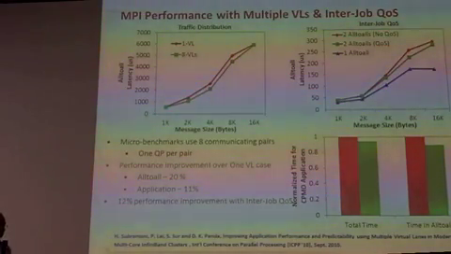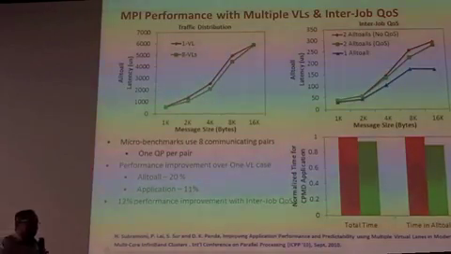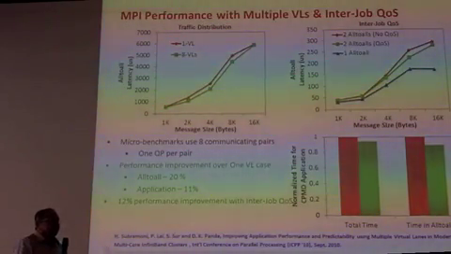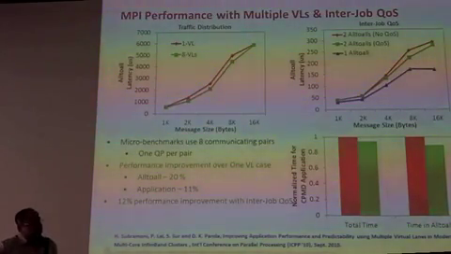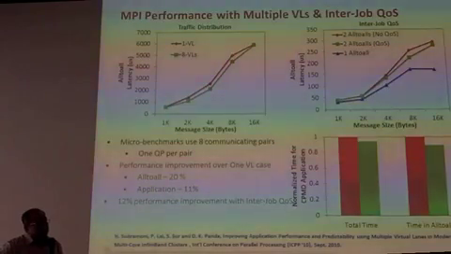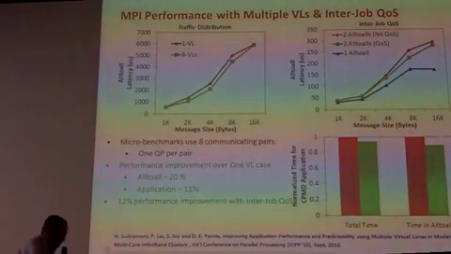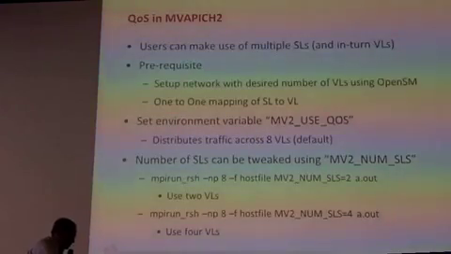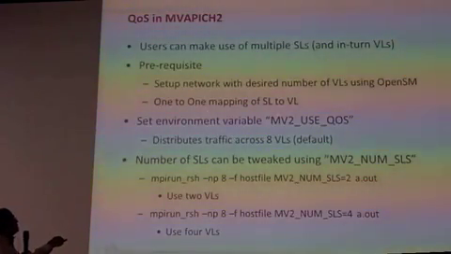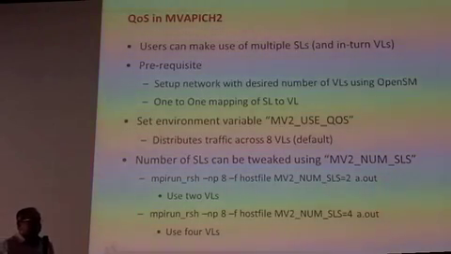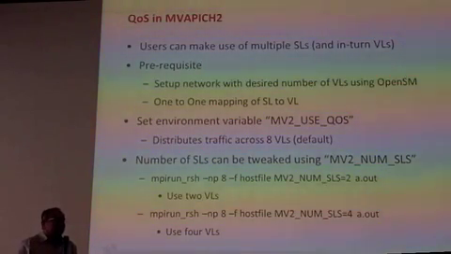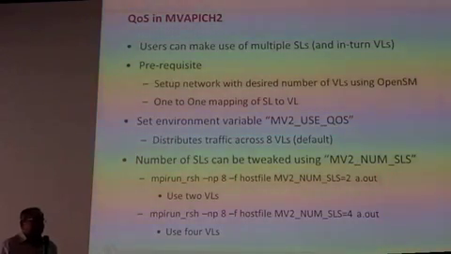Okay, so here what we did is, in this area we always try to explore and research first, and then see whether it works or not, and then we try to take that into our stack. So we asked the question: can multiple VLs help at the application level? Okay, so that was our objective. So here we introduced a parameter called MV2 use QoS. This support is actually in the latest release of MVAPICH2. You can also try to use it.